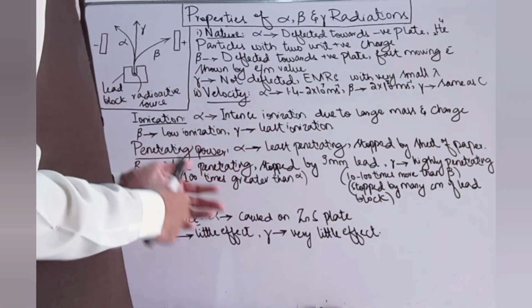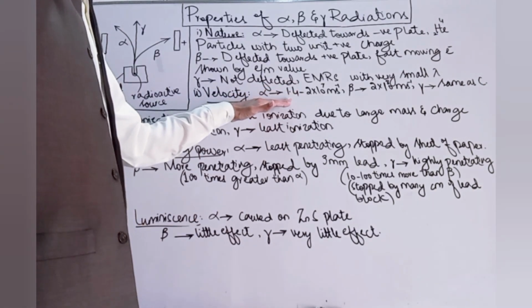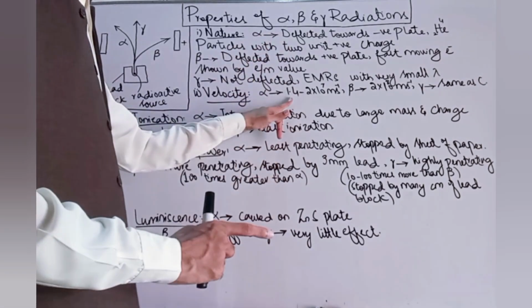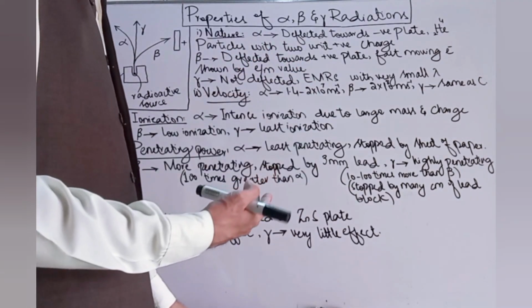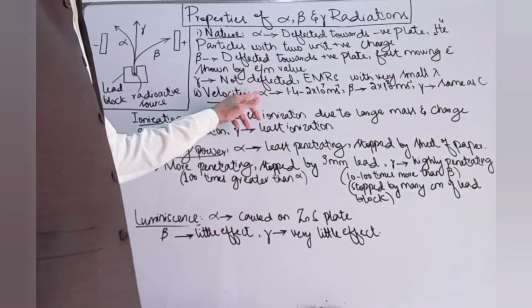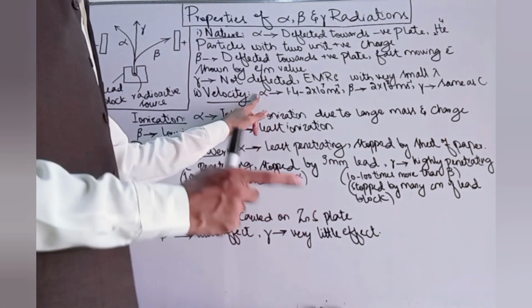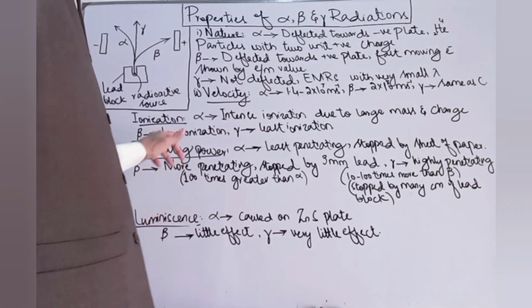That's a constant quantity. If we compare the velocities of these three radiations, we come to know that alpha particles have the least speed and gamma radiations have the most. Why is this happening? This is because the mass of the alpha particle is the highest among all three types of radiations.